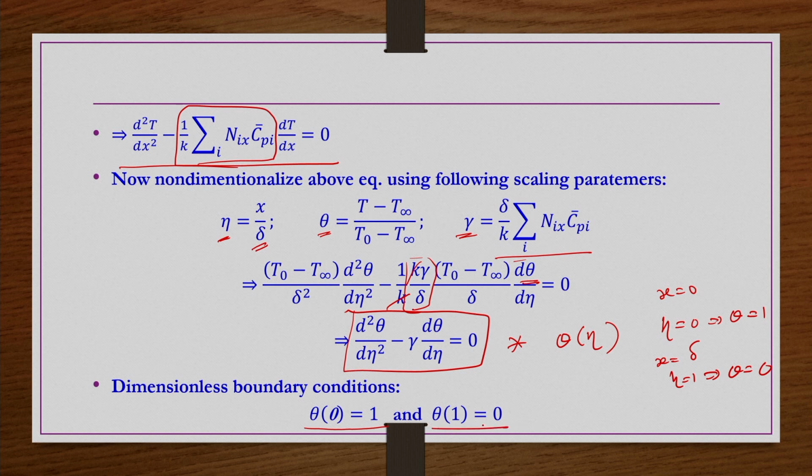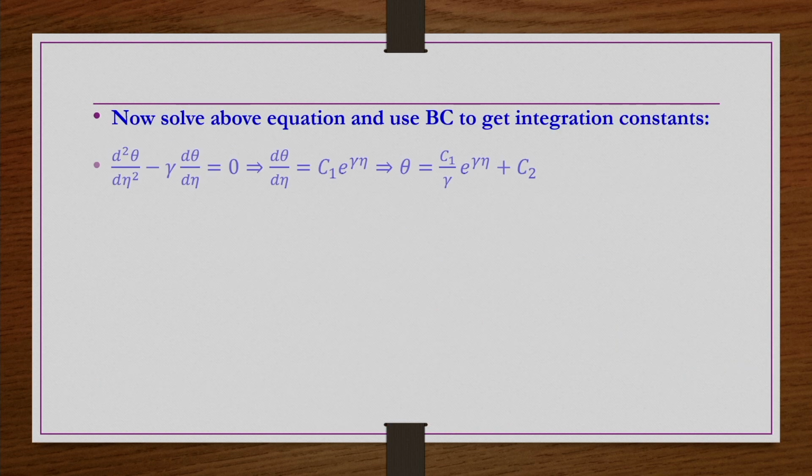Right. So, when you integrate this equation the first time, you get d theta by d eta is equal to C1 e to the power of gamma eta. When you integrate it a second time, you get theta is equal to C1 by gamma e to the power of gamma eta plus C2. These C1, C2 are integration constants. I have written it directly; you can do it by steps.